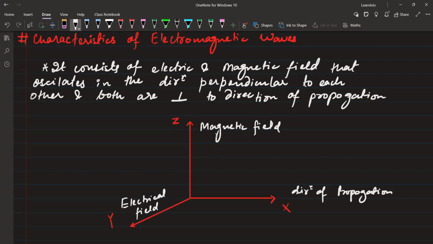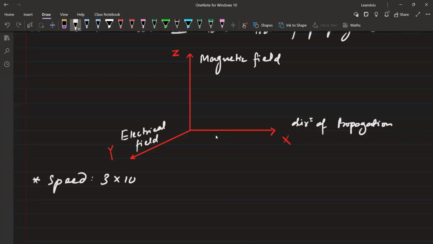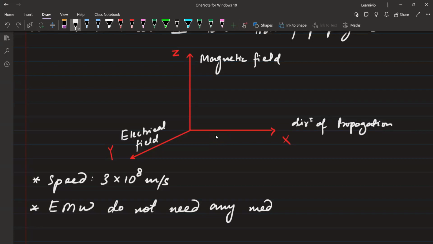Next 2 points that are important regarding the electromagnetic field. The first point is their speed. The speed of all electromagnetic waves is the speed of light, that is 3 into 10 to the power 8 meter per second. Actually, light is also an electromagnetic wave. Next point, we will write EMW, electromagnetic wave, do not need any medium for propagation.